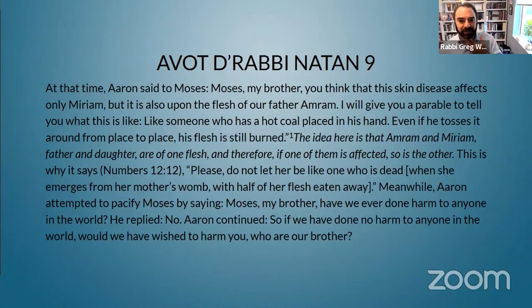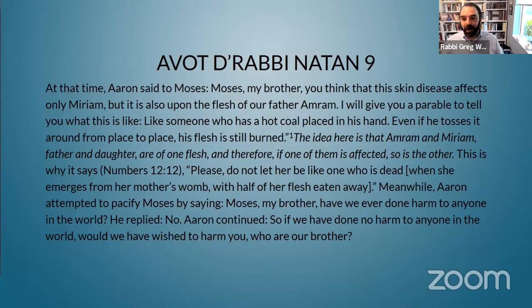At the time, Aaron said to Moses, Moses, my brother, you think that the skin disease affects only Miriam, but it also affects the flesh of our father Amram. This is after Miriam got afflicted with Tzara'at for casting aspersion on Moses' wife. I will give you a parable to tell you what it's like. Like someone who has a hot coal placed in his hand. Even if he tosses it around from place to place, his flesh is still burned, right? You go back and forth, you're still going to burn your hands.